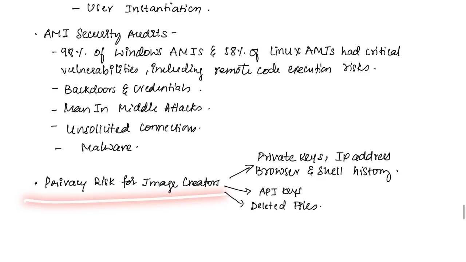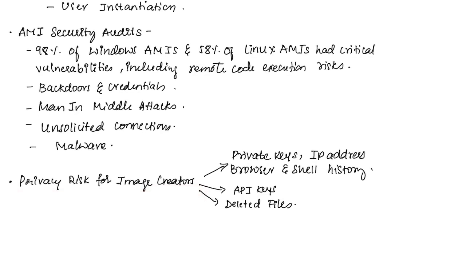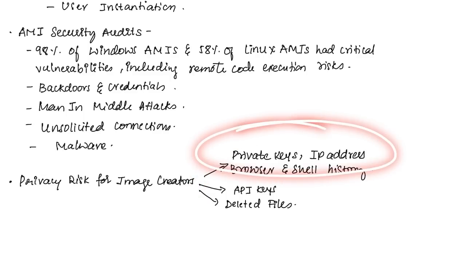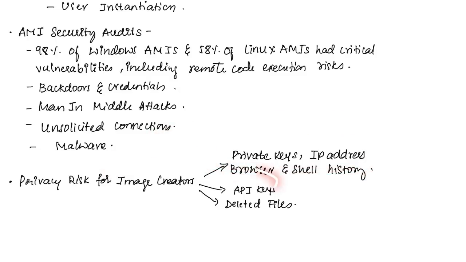Next, we have privacy risk for image creators. So creators of shared AMIs risk all these things. First one is private key, IP address, browser, and shell history. So all the data of private keys, IP addresses, browser history, and shell history are at risk for whoever creates the image. Then we have API keys.